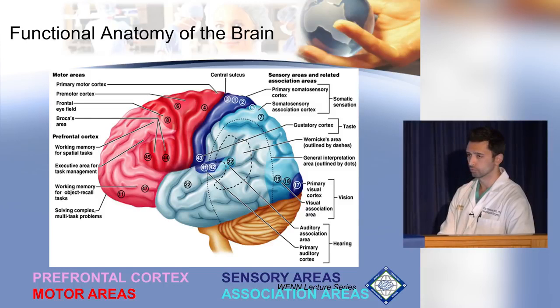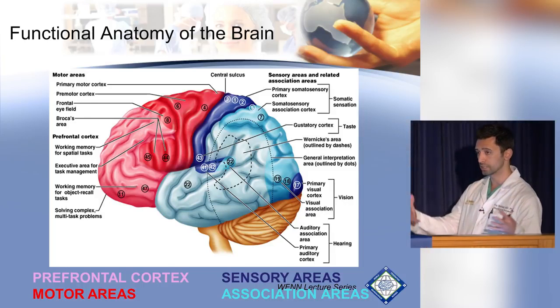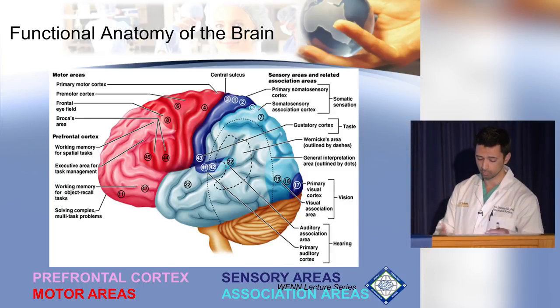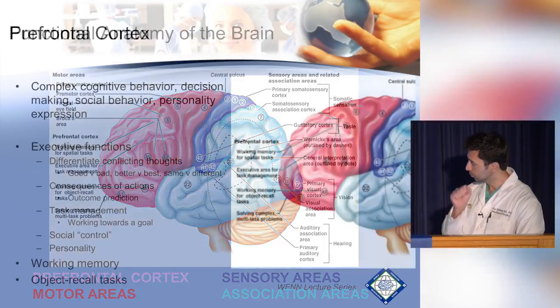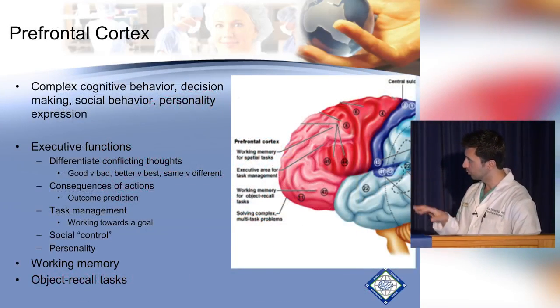And association areas are very interesting because a lot of higher order functioning happens in these association areas. And the prefrontal cortex, too, is technically an association area. So these are parts that are taking multiple inputs, associating them with one another to comprehend our world. So what I'd like to do is walk through these. So we'll start with the prefrontal cortex.